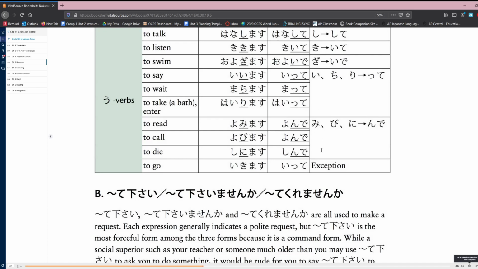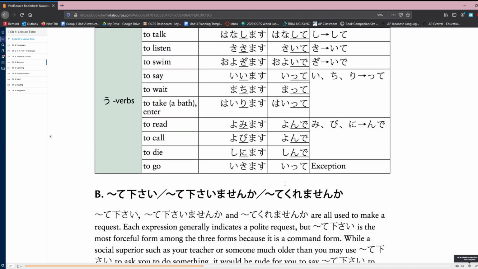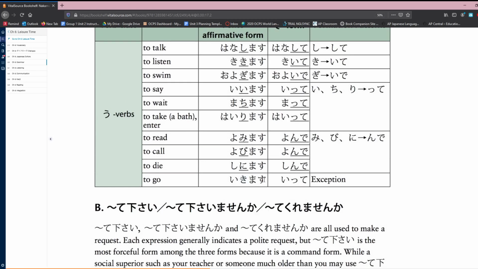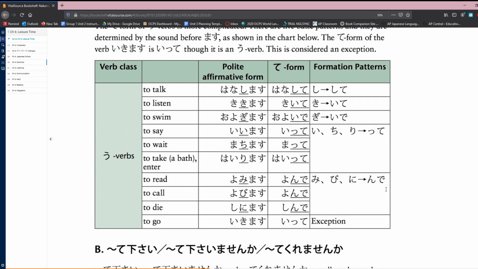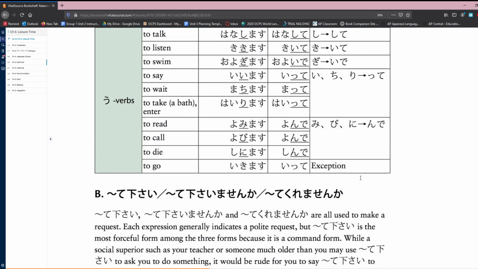Shinimasu, shinde. And this is where I was talking about the exception of ikimasu, which becomes itte. So even though this has a ki before the masu, it is the only exception. So you're not going to go iite, you would say itte if you're going to be using ikimasu. I would suggest reading over this a few times. It takes a while to get used to. We'll practice it in class, but please be sure that you highlight, bookmark this page.